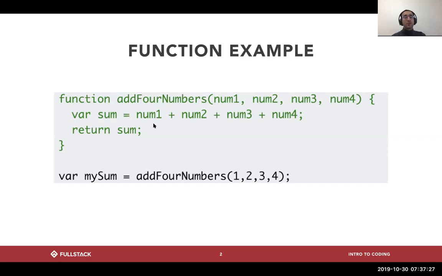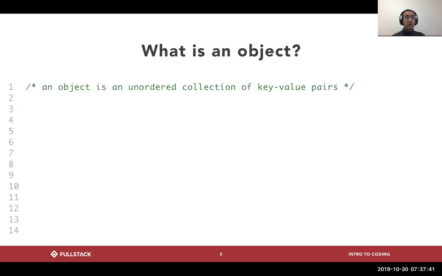The second part, we're actually running it. We can run it as many times as we want to with different numbers. And the equal sign, var my sum equals, means what is being returned from that function is being saved into my sum. So that's the basics of functions.